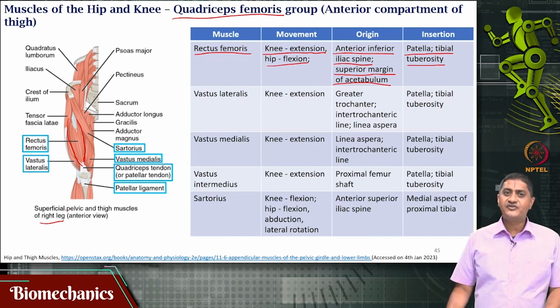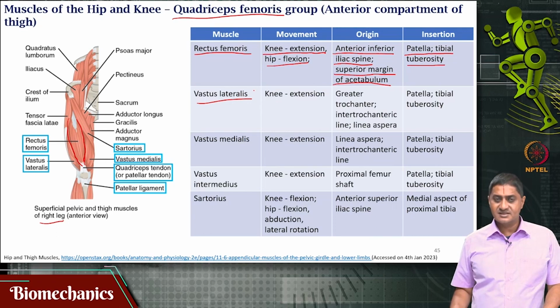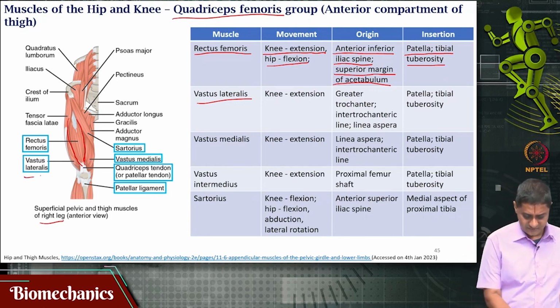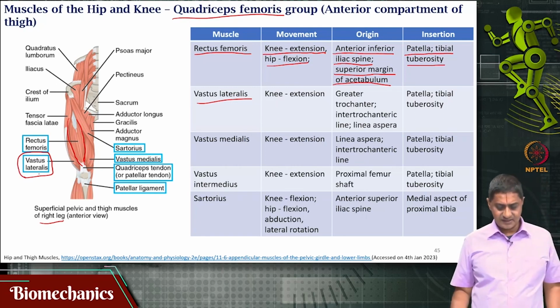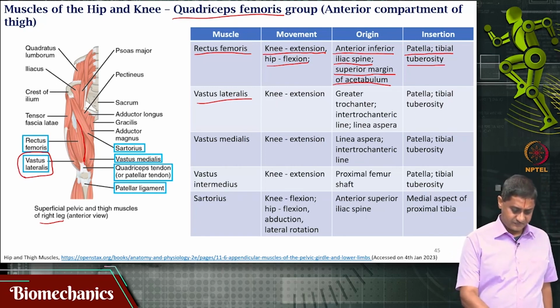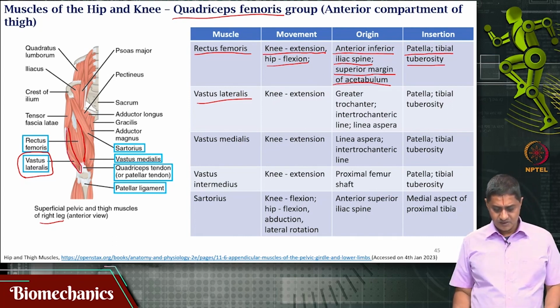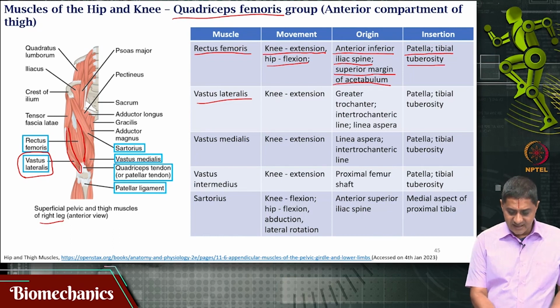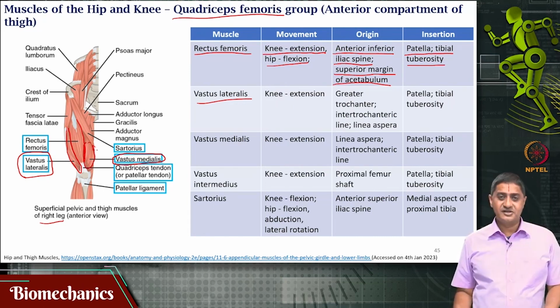Then you have vastus lateralis. From this name, I can guess that it is present on the side. How do I know that? Because of the name lateralis. It is here, vastus lateralis, that is this muscle, present on the side. Then you have the vastus medialis. This is on the medial side of the thigh. So, that is here, vastus medialis.